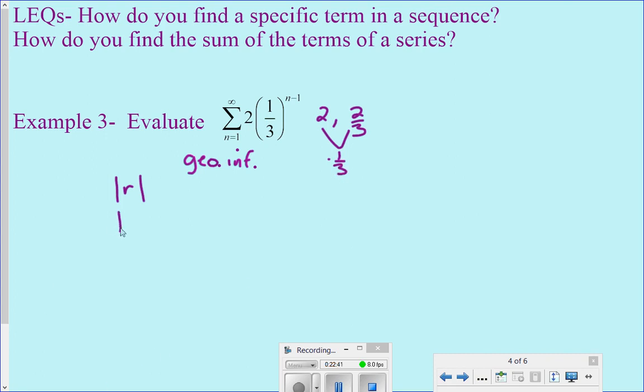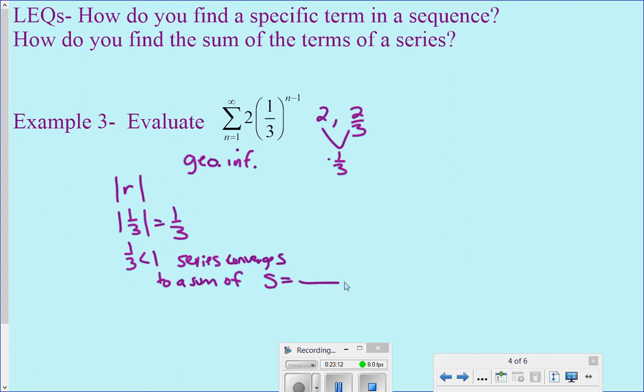So anyway, I'm checking the absolute value of 1/3, which is 1/3, and I am comparing that to 1. So 1/3 is smaller than 1. So when the absolute value of the r value is smaller than 1, we say that the series converges to a sum of, and now we're going to find it. So S is equal to, remember, a sub 1 in the numerator over 1 minus r in the denominator. Let's do the denominator first. So 1 minus 1/3, which we know is 2/3.